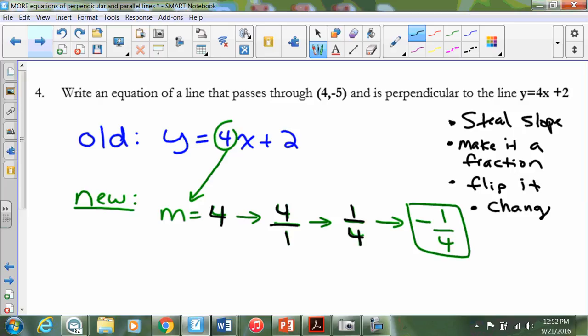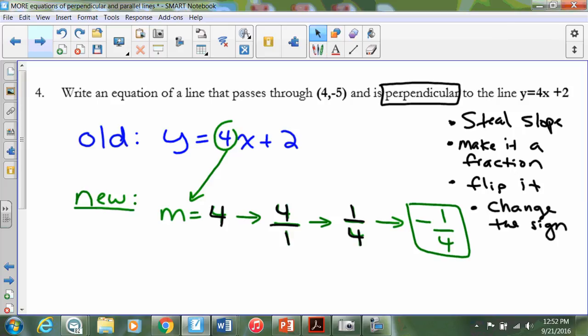So yeah, perpendiculars are a little bit harder than parallel, but we can do it. So once again, we have to be on the lookout to see that it says perpendicular and not parallel. So we stole the slope. We made it into a fraction. We flipped it and we changed the sign. So now our new line has this slope. So we're almost good to go.